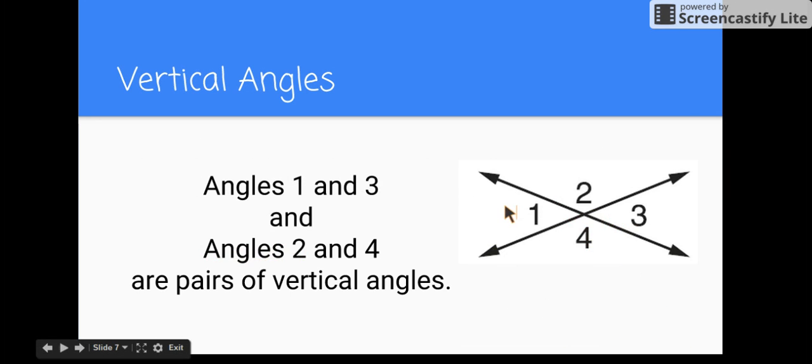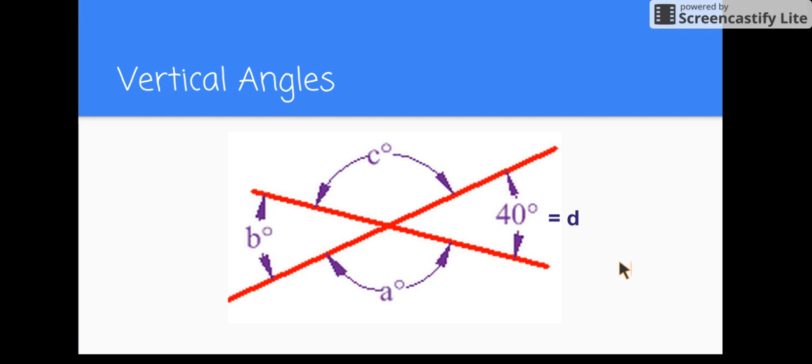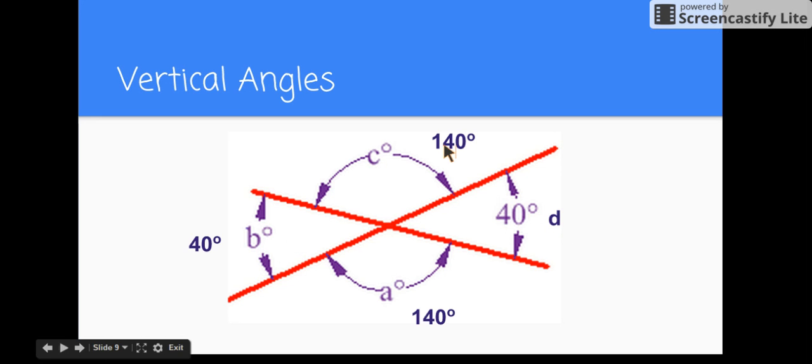In this diagram right here, we've got two lines intersecting again, and angle 1 and angle 3 are vertical angles, and then angle 2 and angle 4 are vertical angles. Vertical angles, their degrees are equal to one another. So if we've got angle D right here equal to 40 degrees, that means angle B is equal to 40 degrees. And if angle C is equal to 140 degrees, that means angle A is equal to 140 degrees.